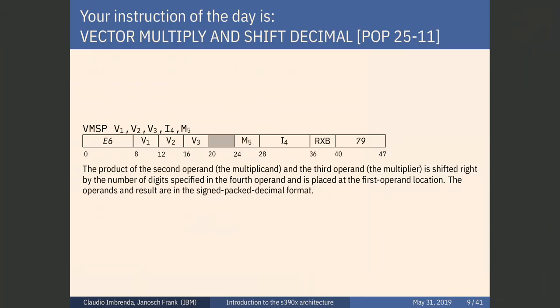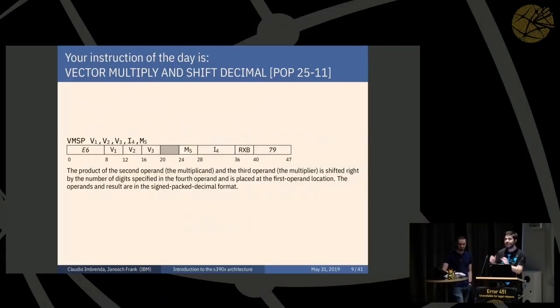Another crazy instruction, vector multiply and shift decimal. So in one of these vector registers, you have a sequence of binary coded decimal numbers. So you have one digit per nibble. Yes, binary coded decimal vector instructions. But why not? Because, I mean, you need many digits and the vector registers are big enough, right? I mean, come on, it's absolutely logical.